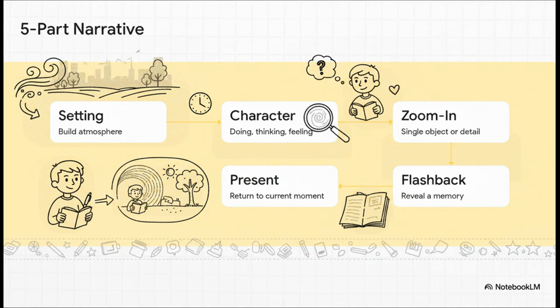Step 1, open with your setting to build the atmosphere. Step 2, introduce your character. What are they doing or feeling? Step 3, zoom in on a single specific detail, like a texture or a sound. Step 4, let that detail spark a flashback to reveal a memory. And step 5, snap right back to the present moment to conclude. It's a perfectly contained, highly effective narrative arc.